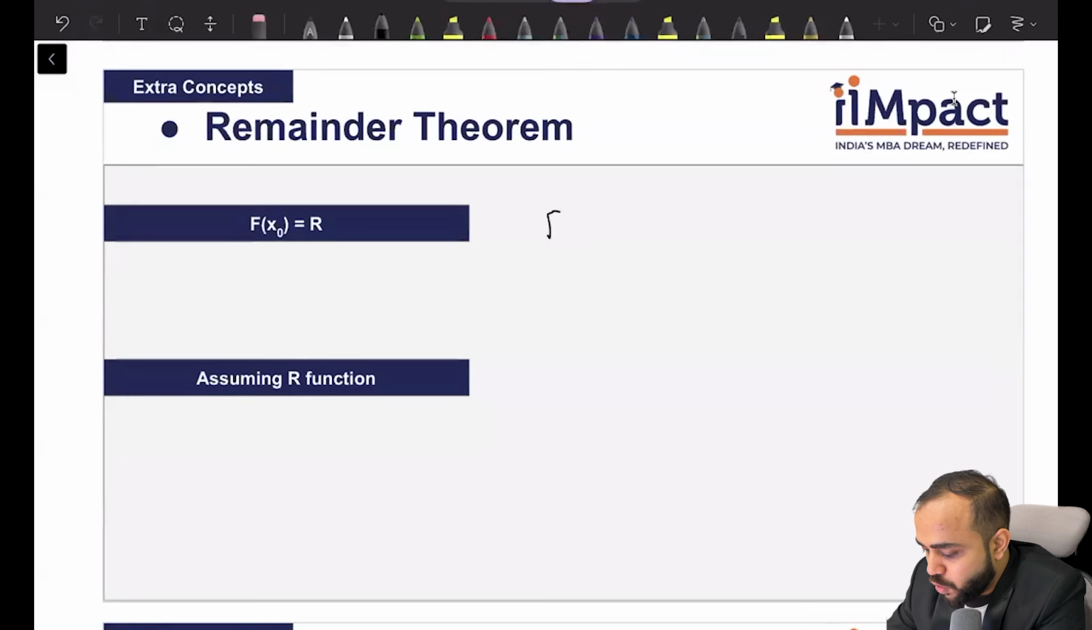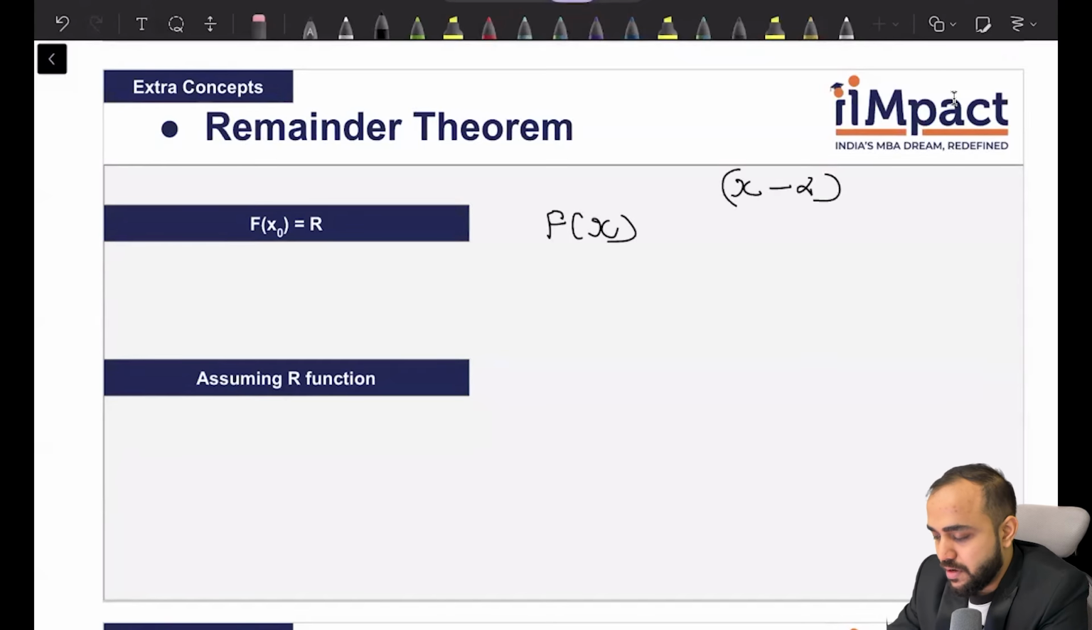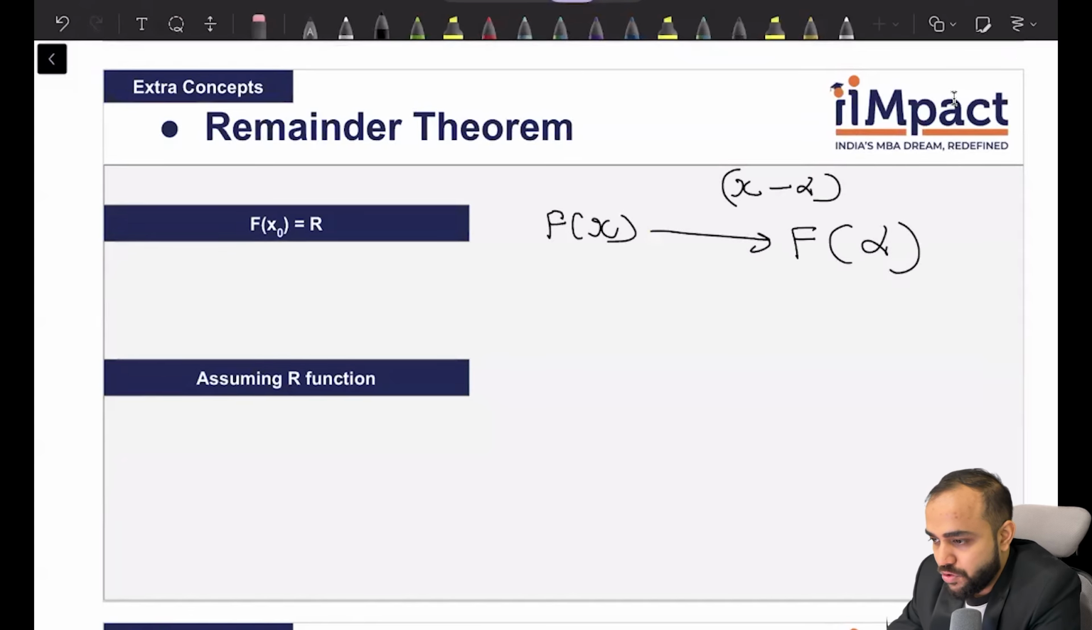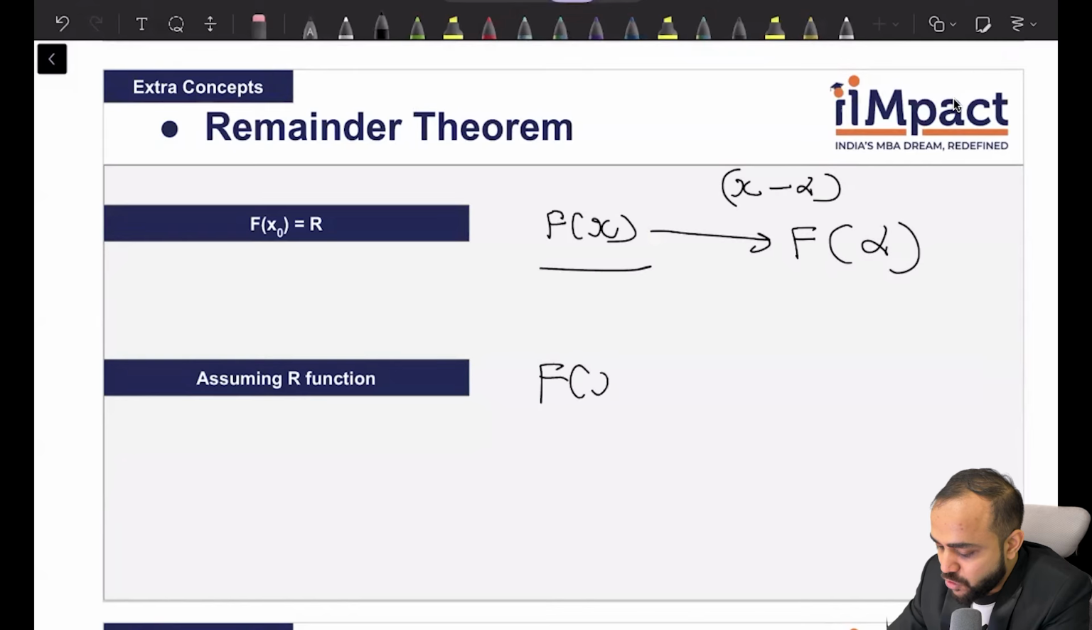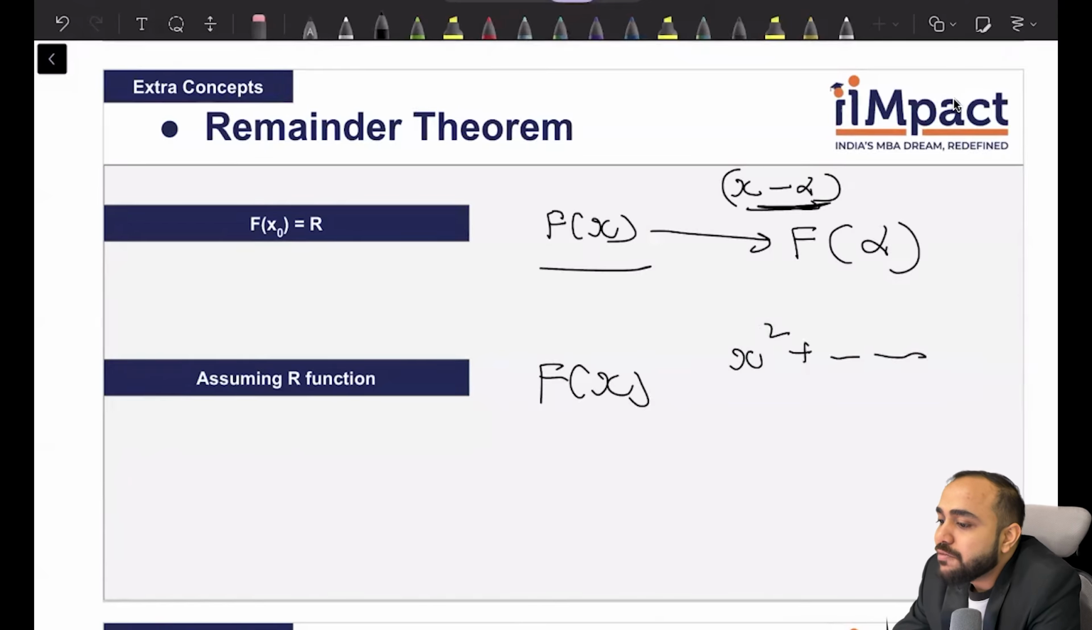If I give you a polynomial f of x and I say divide this by x minus alpha, tell me what is the remainder. The remainder is going to be the value of the function when you put alpha as an input. This is as straightforward as this. If I'm dividing by x minus alpha, just put alpha in the function, whatever is the output, that will be your answer. However, if I'm dividing with something which is not x minus alpha, let's say it is x square plus something, then we have to make some adjustments.